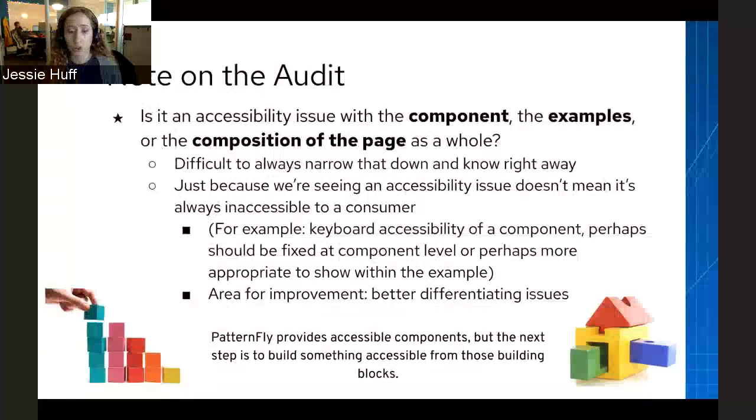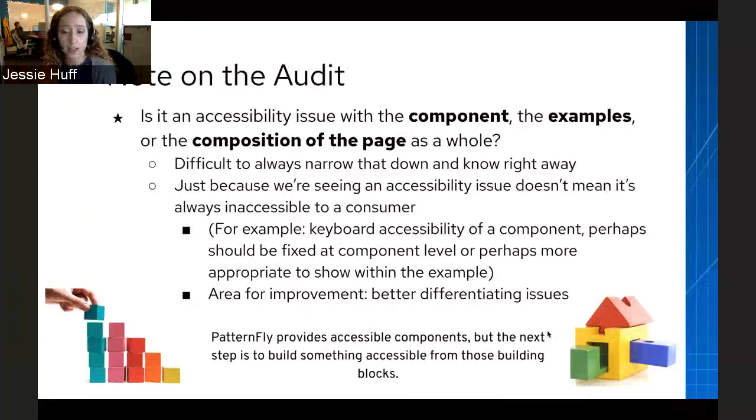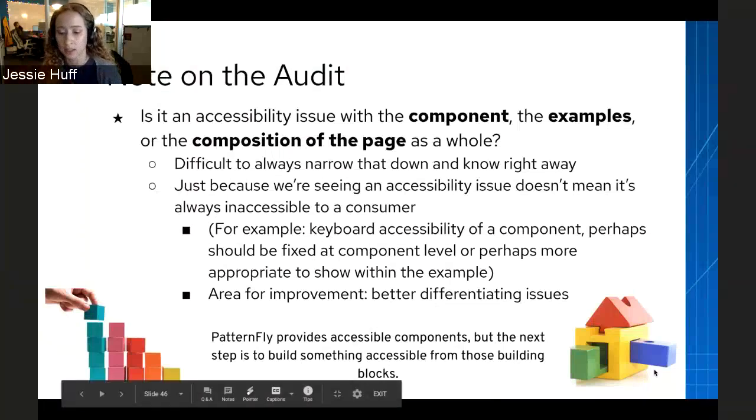So just because I see an issue doesn't necessarily mean it's going to affect you or be inaccessible. For example, if you are using keyboard navigation through the page on our documentation, and I notice there's an issue with keyboard accessibility, it's potentially something that could be fixed at the component level, but it's maybe more appropriate to show that within the example of how to make that accessible. So an area for improvement as we move forward is better differentiating these so that I can express those to you in a clear way. So I put a little visual here, basically trying to show you that we're building these accessible components, or little building blocks, but in order to build an accessible house, or a page of your product, that might take another couple of steps. So I wanted to make sure that I was clear on what this looks at and that we are accessible, but building that accessible house is the next step.